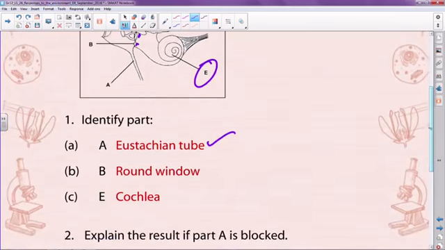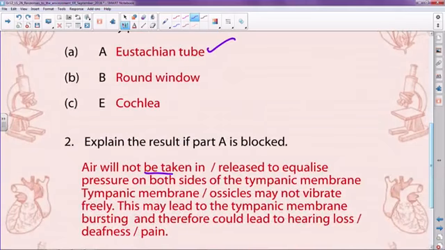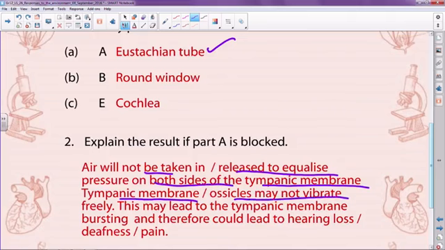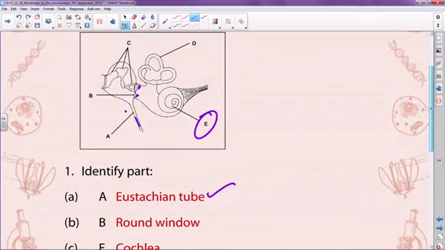Next question was, explain the result if part A is blocked. Part A is the eustachian tube, you've labeled it. Air will not be taken in, so there is no equalizing of pressure on both sides of the tympanic membrane. The tympanic membrane and ossicles will not vibrate freely. This may lead to the tympanic membrane bursting and therefore loss of hearing, deafness, or pain. Remember, if this side is blocked, then the tympanic membrane over here is not going to be able to move.